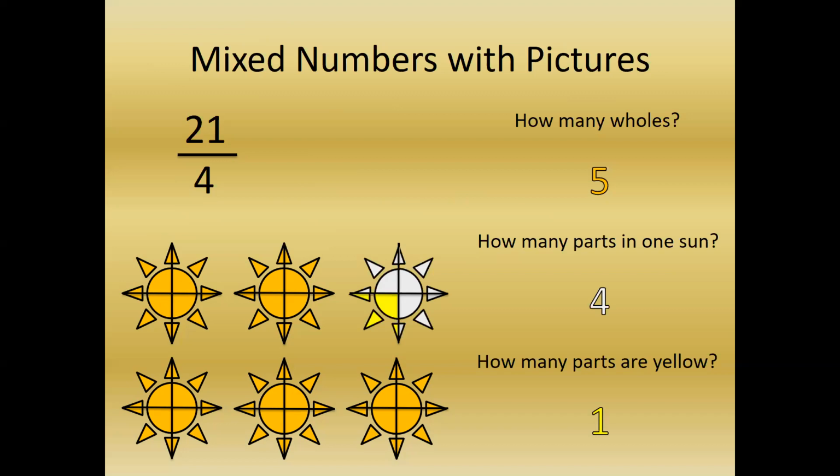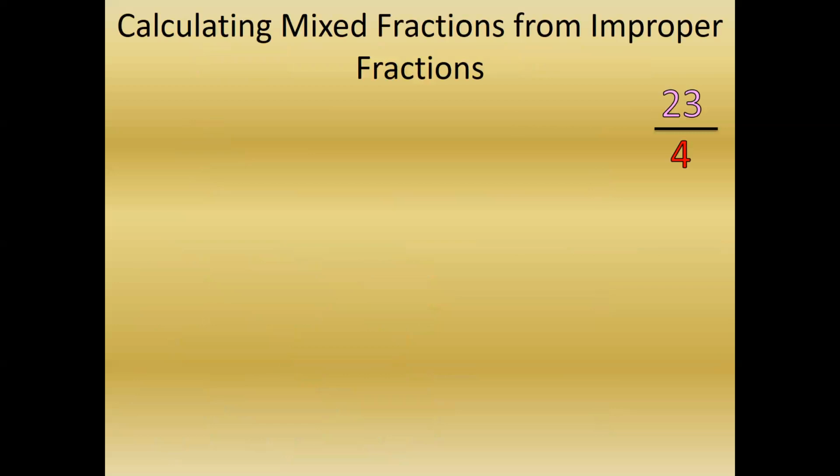So we're going to make our mixed number. We have 5 wholes, so 5 is the number that goes at the beginning by itself. And we have 4 parts in total, so that's our denominator, and 1 part that is yellow, which is our numerator. So it'd be 5 and 1/4. So we have 5 wholes and 1/4 left over. So 21/4 is equal to 5 and 1/4. Now we're going to learn how to calculate the mixed number from improper fractions because we can't always make pictures for them. It would take us a long time.